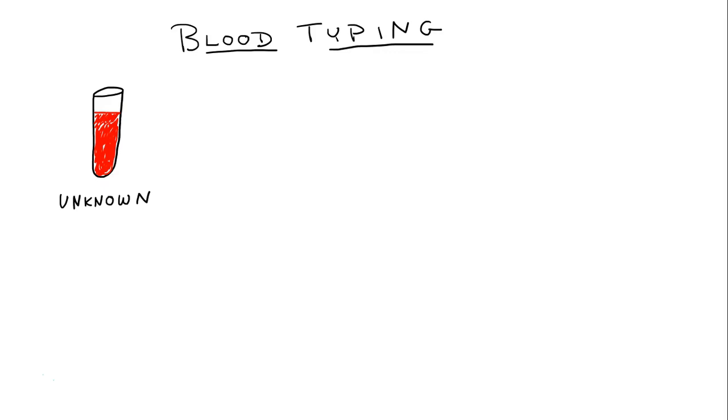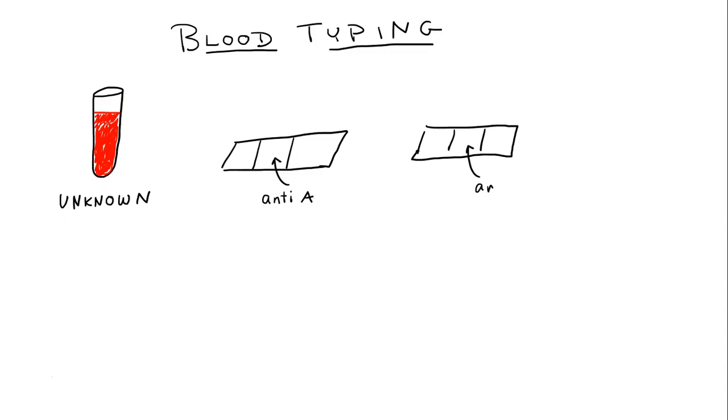Let's look at an experiment where we have an unknown type of blood. We're going to take a little bit of this blood and put it on a microscope slide, and then add anti-A antibodies or anti-B antibodies. We add anti-A antibodies to one microscope slide and anti-B antibodies to the other. In each case, we put a drop of blood onto the slide, and then we look at the results.